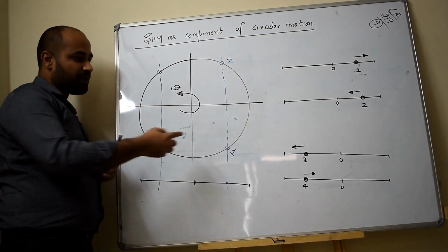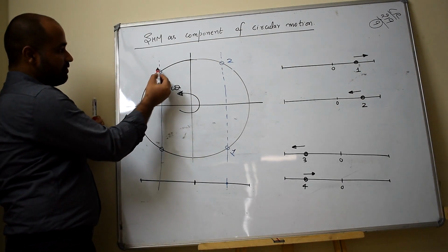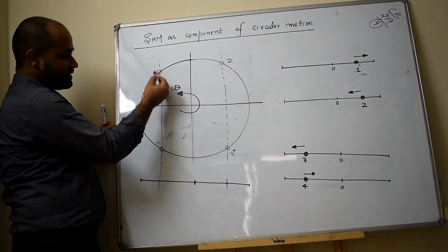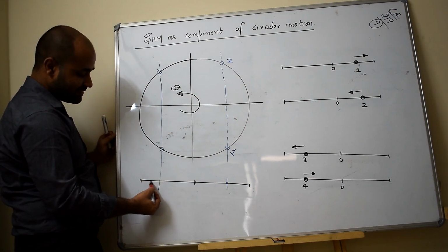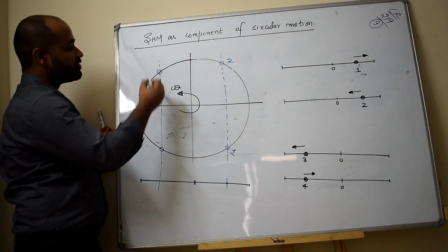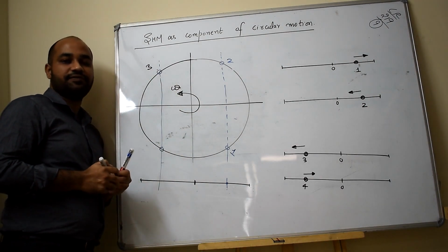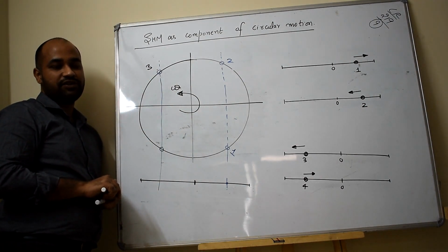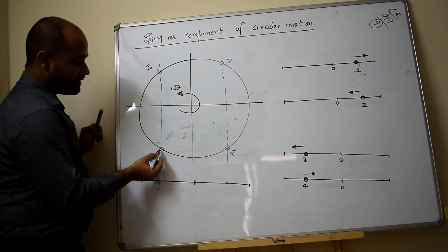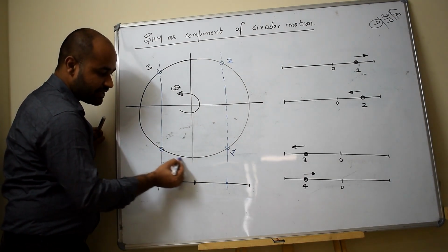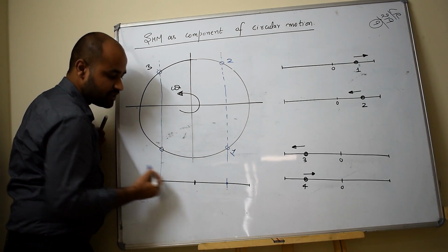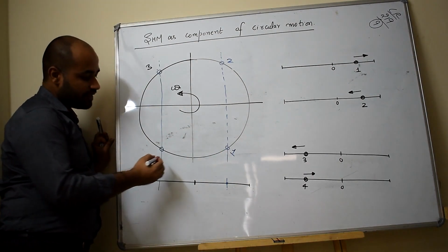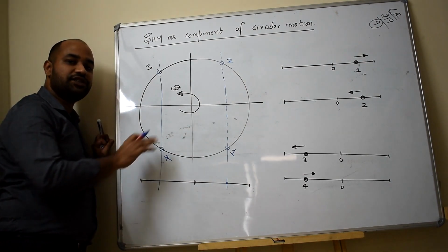In situation 3, the particle is moving towards left. If the particle is here, at the next instant it goes in this direction. That means the projection at the next instant moves towards left, which means this must be the position corresponding to situation 3. Similarly, when the particle is here, at the next instant it rotates and goes to the mean position. So the projection goes towards the mean position or moves towards right. That means this must represent situation 4.